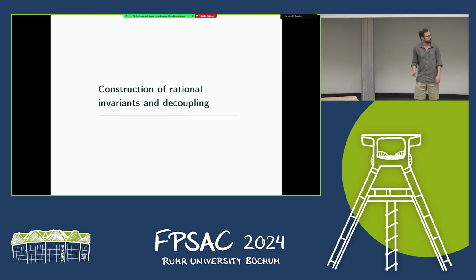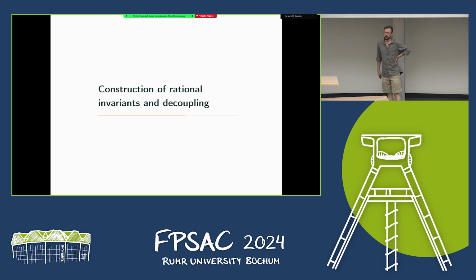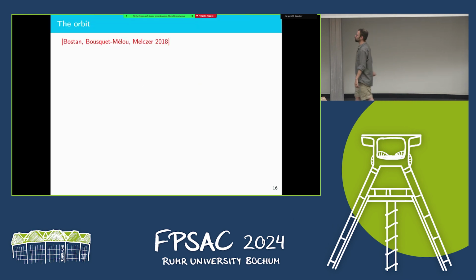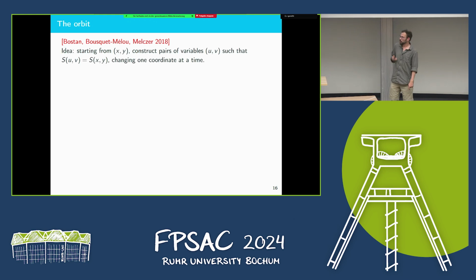So now, in the remaining time, I will try to explain to you how to compute the invariants and decoupling in case you are dealing with such equations. So I will present to you the orbit, which was defined in this paper. And the idea is to find nice pairs of changes of variables. So you start with the natural one (x,y), and you want to find pairs (u,v) such that S(u,v) is constant equal to S(x,y), and moreover, you want to change only one coordinate at a time.